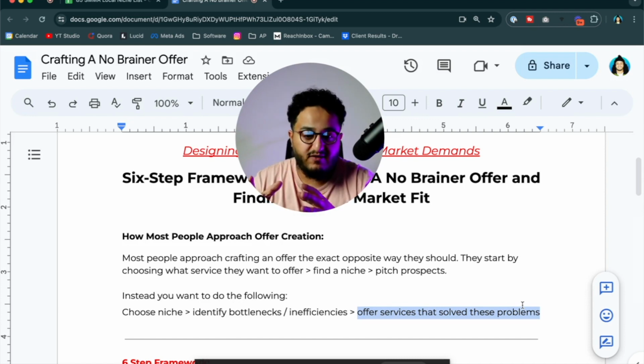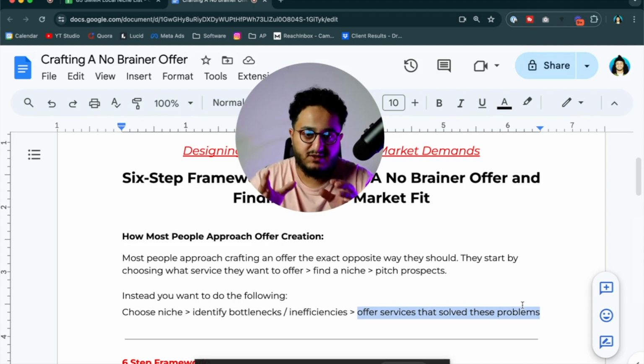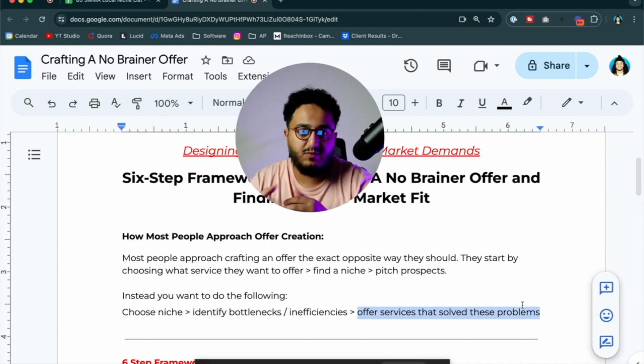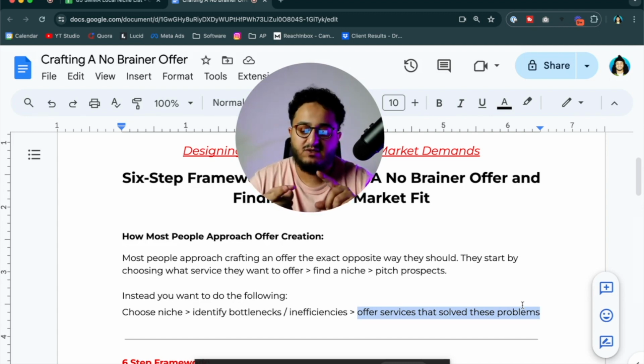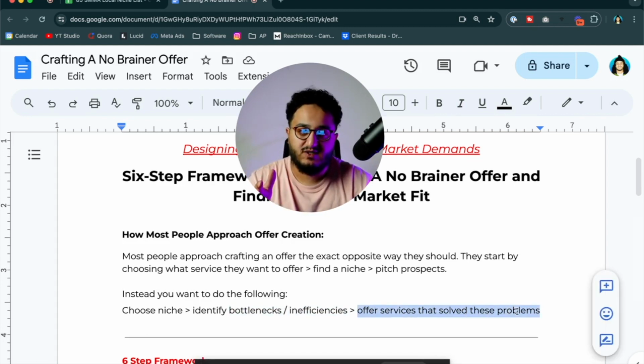So once you've identified the niche, you identified the problems they're having, you're going to know what service to offer because those services are going to go ahead and solve these problems. And most of the times, it's going to be to generate them leads or sales. So based on the problems they're having, you're going to go ahead and either choose Facebook ads or Google ads or maybe multiple platforms, so on and so forth. So you see, this is how you need to do it. Choose a niche, identify bottlenecks and inefficiencies, and then choose the services to offer that are going to go ahead and solve these very problems.